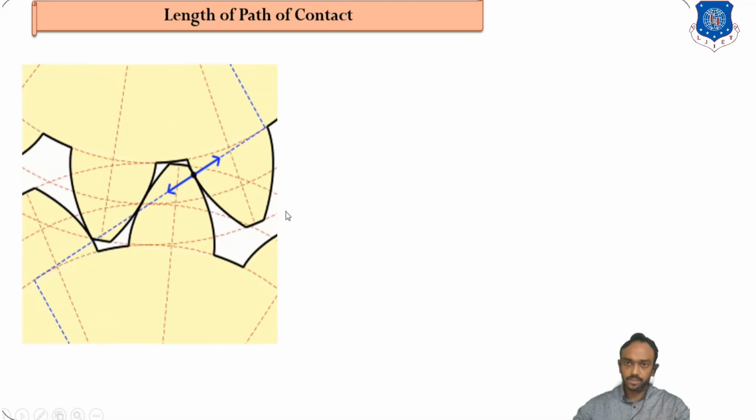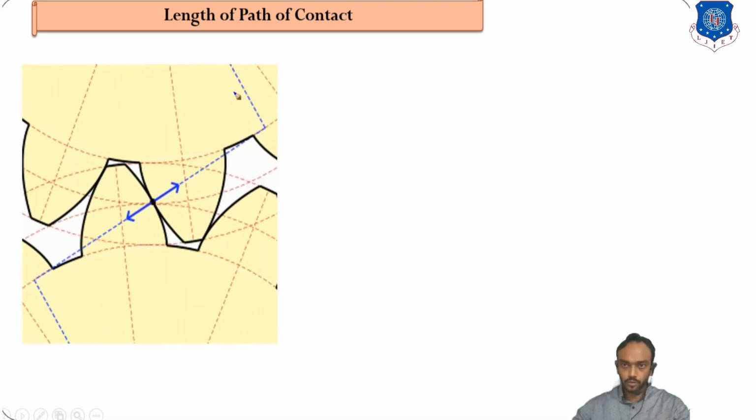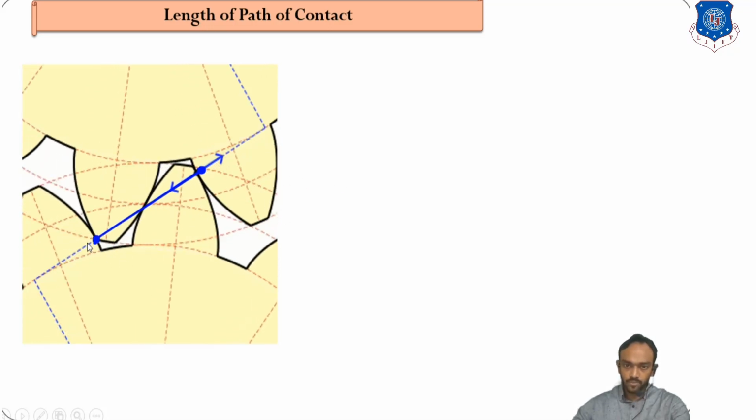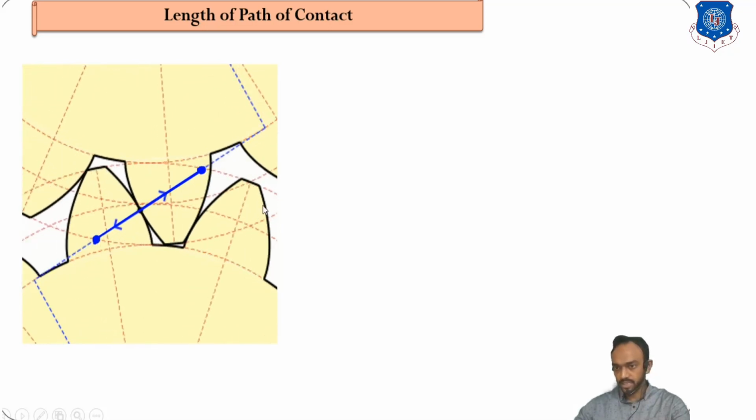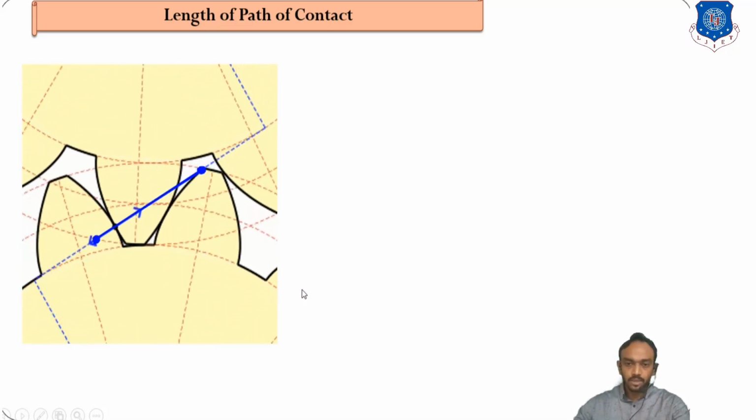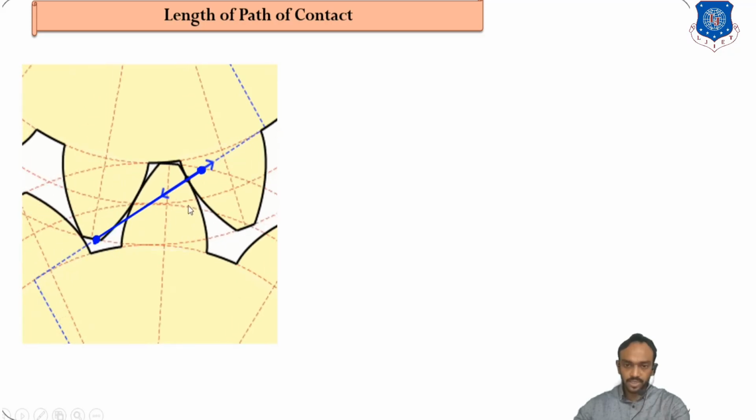First of all, we understand what the length of path of contact is. You can see here the point of engagement, where two teeth come to engage, and they transmit the motion up to this point. After that they will disengage. We have to find this length, which is known as the length of path of contact. After that the gear will go down.